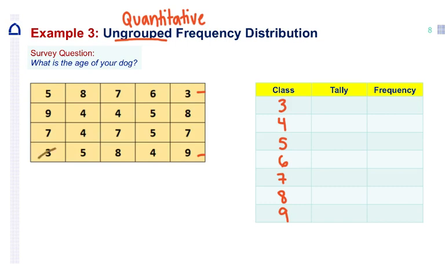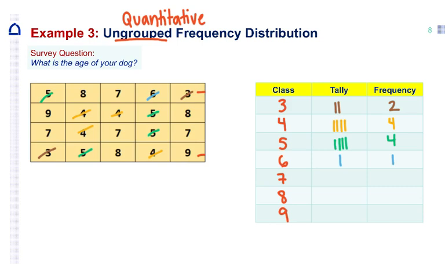How many dogs were aged 3? I just see 2. How many dogs were aged 4? 1, 2, 3, 4. How many dogs were aged 5? 1, 2, 3, 4. Also 4. How many dogs were aged 6? I just see 1.